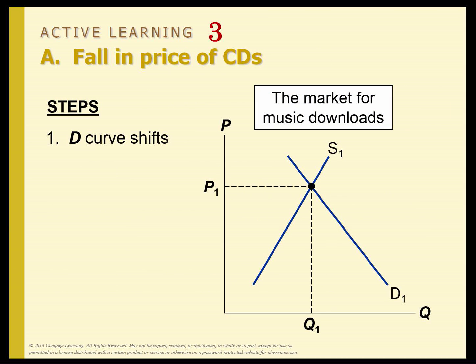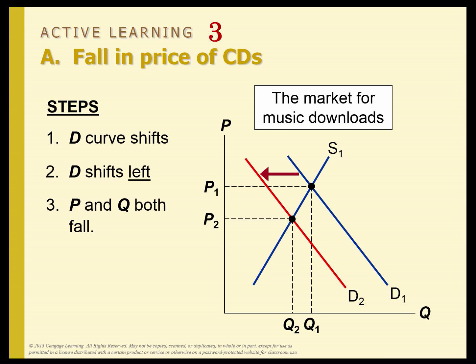All right, so let's suppose that CDs fall. Well, we know that the demand curve shifts left. We did this earlier. And the new equilibrium tells us that P and Q both fall. So when you tell me a new equilibrium, you have to tell me both a P and a Q, and they're both lower than before.